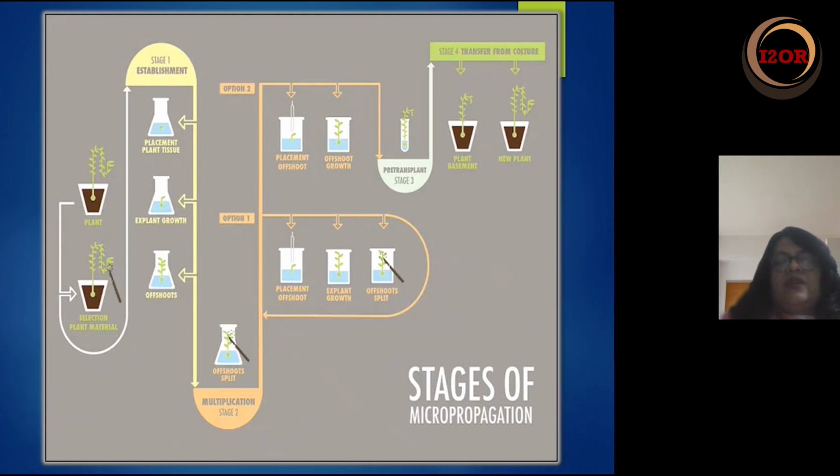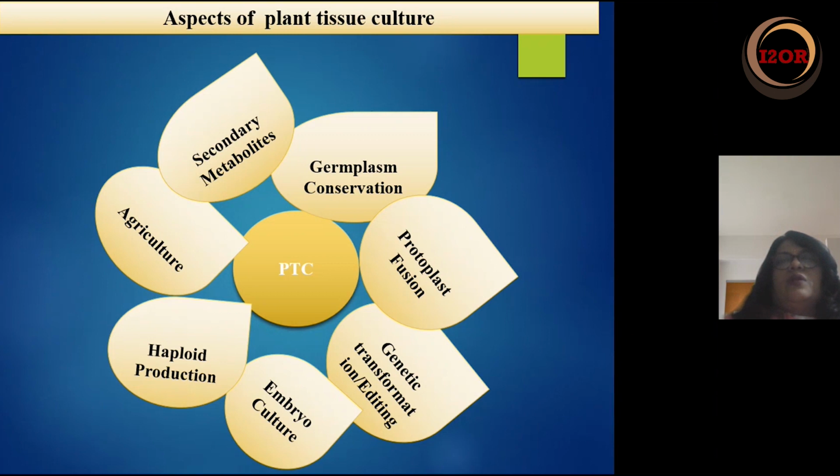So this is important. This is the major importance of micropropagation, and through this we can get different advantages. We can have the different advantages of plant tissue culture. Some of them I have already incorporated in this slide, where you can see that secondary metabolite production can be feasible through PTC, the germplasm conservation, which I've already spoken about, protoplast fusion, we can raise different varieties, genetic transformation and genome editing, which is now going on in very advanced stages, where we can work on that. Embryo culture, we can go for applied production and different other agriculture purposes.